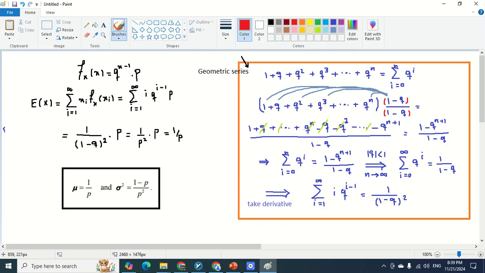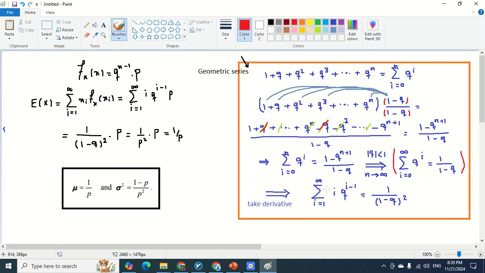After cancelling the similar terms, meaning that q is cancelled by minus q from the multiplication of q by those terms, and so on, you reach 1 minus q to the power of n plus 1, over 1 minus q. In the case that the absolute value of q is less than 1 and n tends to infinity, you will find the value of the geometric series. You know this formula from Calculus 2, meaning that the summation of q to the power of i is 1 over 1 minus q.